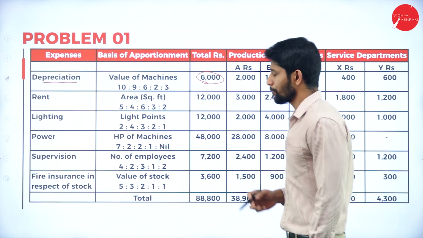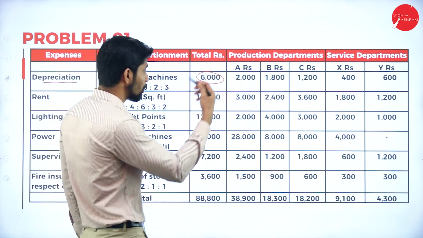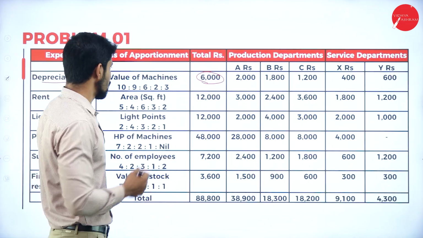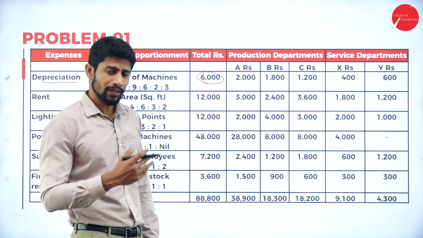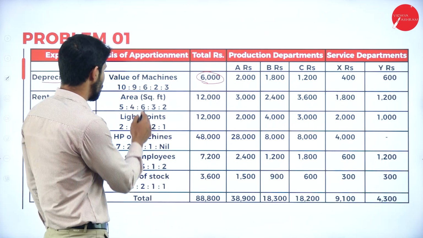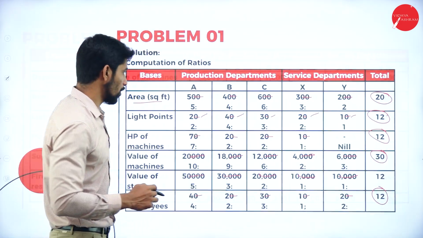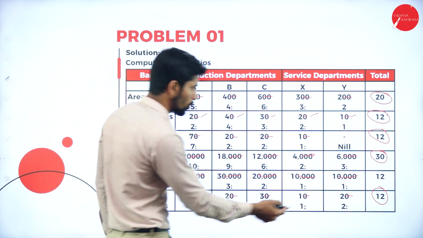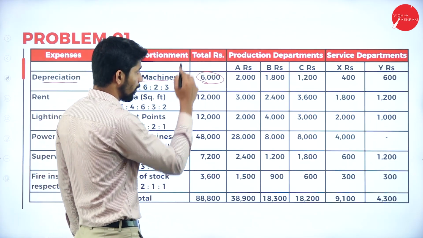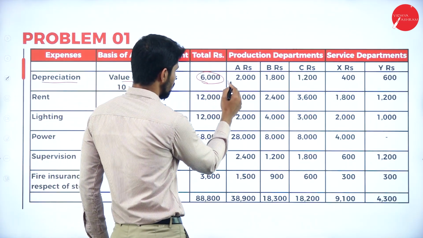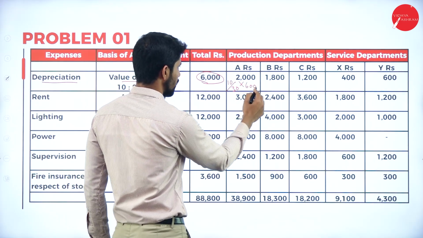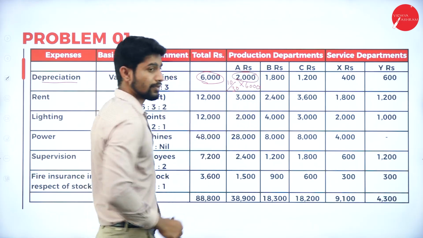So production department A, what is the ratio? 10. So what are you supposed to do? 10 divided by total, what is the total ratio? 30. So 6,000 is the total expenditure with respect to depreciation, and we are allocating it based on the value of the machine. So for production department A, 10 divided by 30 into 6,000. How much will you get? You will get 2,000 rupees.